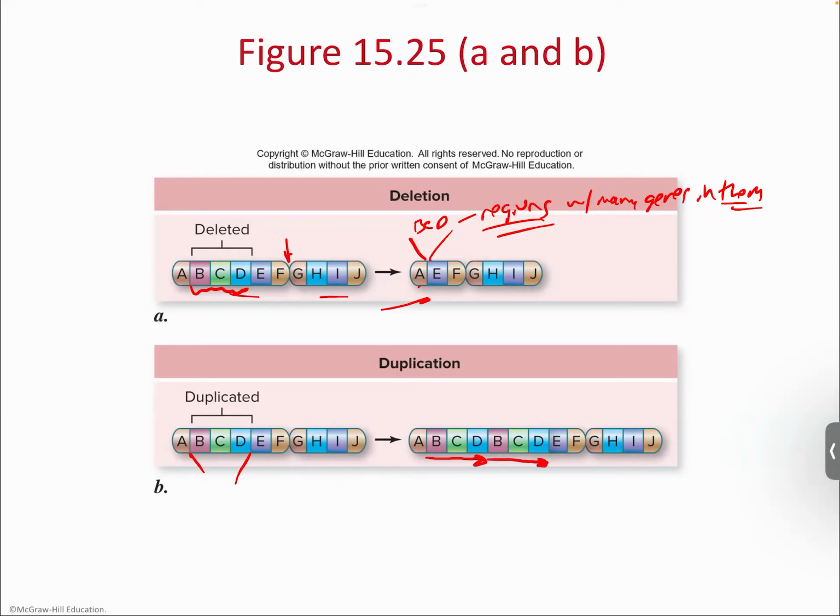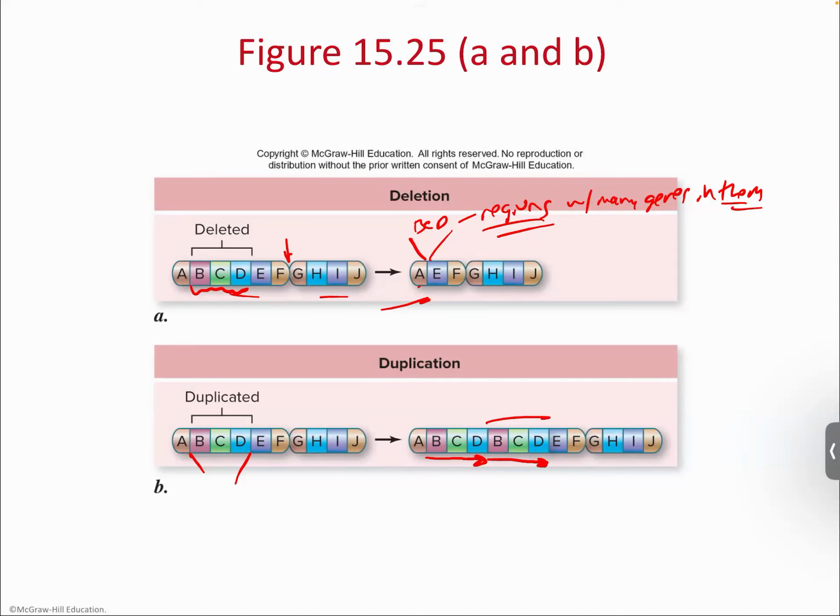It's like a stutter, right? And then E, F, G, H, I, J. So notice here, you basically duplicated that BCD region. Again, also, not just regions, but many, many, many genes within those regions, right? So you're talking about a ton of potential genes that you could have just duplicated here. And considering that we don't tolerate extra DNA very well, we don't tolerate extra chromosomes very well, then this could be for us a catastrophic fail.